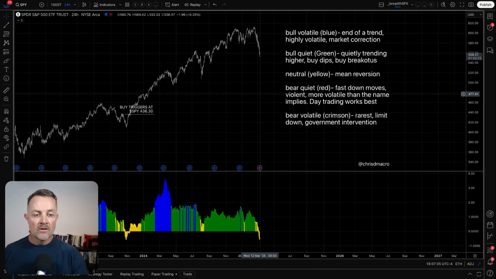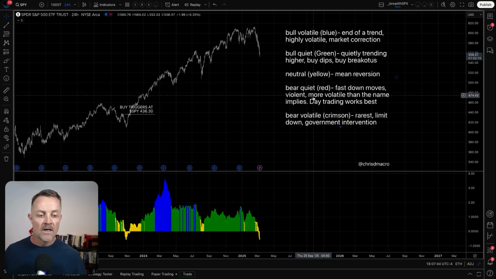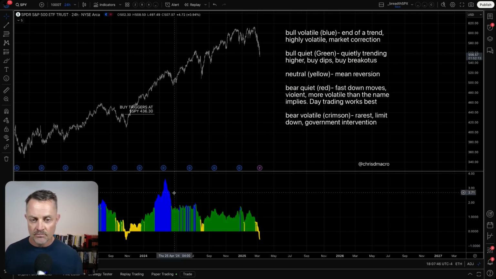So let's take a look here at what we got. We've got bull volatile, which is the blue one. We have green, which is bull quiet. We have the neutral, which is yellow. We have bear quiet, which is red. See over there. And then the bear volatile, crimson, and we'll go find one of those, but it'll take a few minutes. Let me talk about the bull volatile regime first.